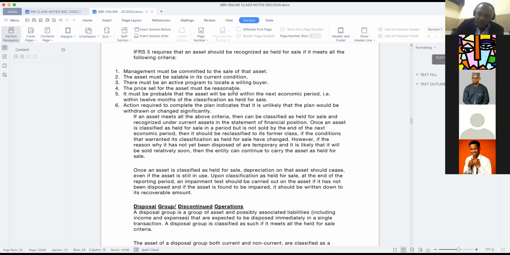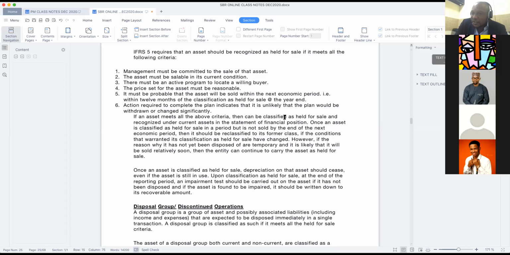The classification as held for sale is actually at the year end. When was it classified as held for sale? At the year end, that's when it was classified as held for sale. We cannot classify it as held for sale until we're preparing our financial statement. That's one of the things I'm constantly trying to make sure we're clear about.